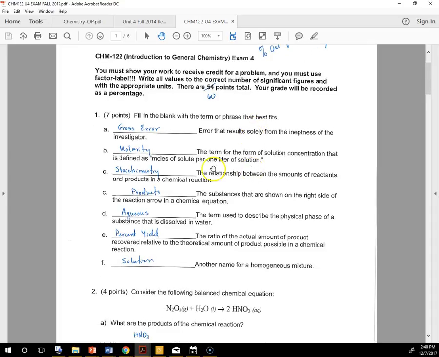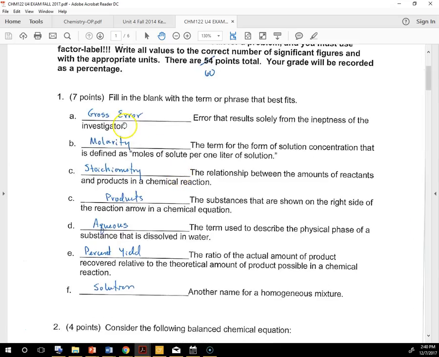So for these first few, the vocabulary, I was after gross error for an error that occurs due to the ineptness of the investigator. Molarity, of course, is moles of solute per liter of solution. I was after stoichiometry, is the relationship between the amount of reactants and products in a chemical reaction. The products are on the right side of the reaction arrow. For D, aqueous is the term we use to describe when something is dissolved in water.